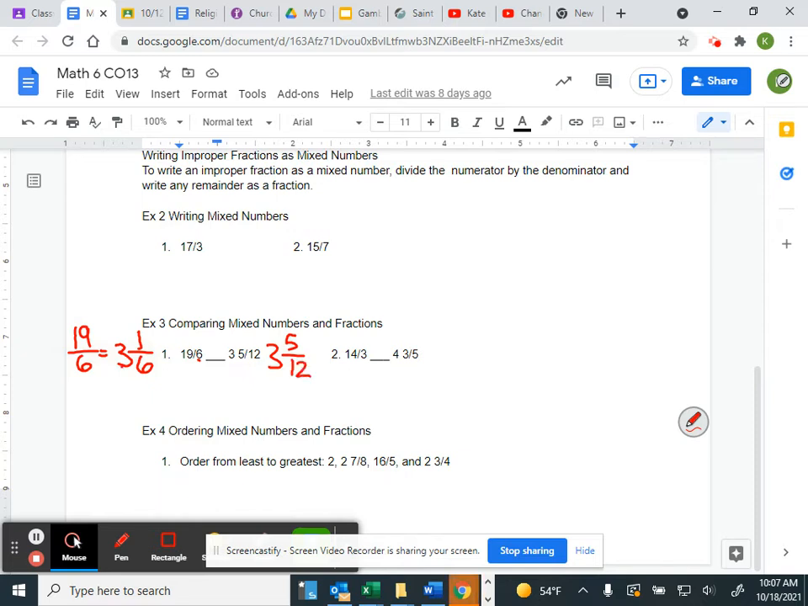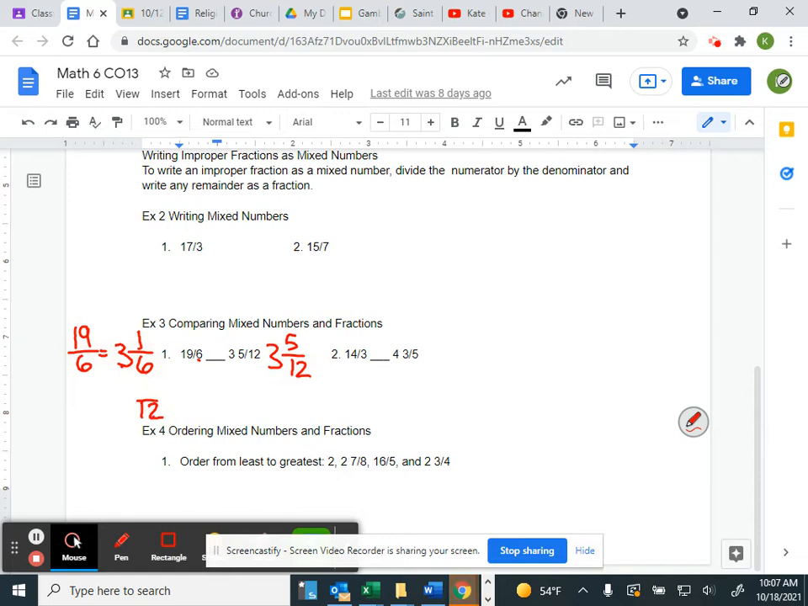Well, they have the same whole number. Sometimes you'll get a different whole number, and it's really easy. They have different whole numbers. You can see right away which one's greater and which one's less than. They're the same whole number. So now we want to look at common denominators. So we don't need to worry about that whole number. They're the same. Fractions, our common denominator would be 12.